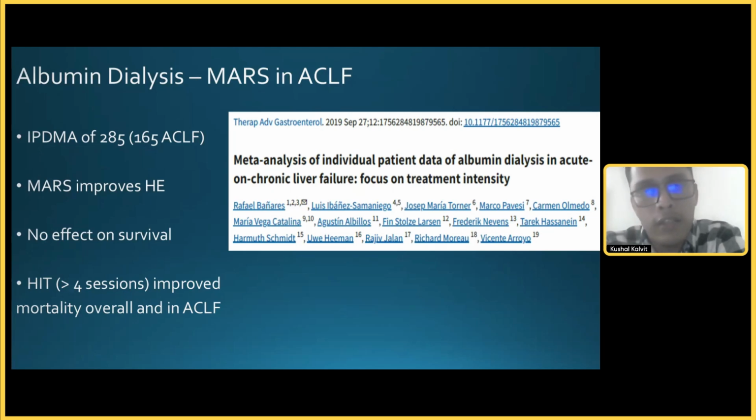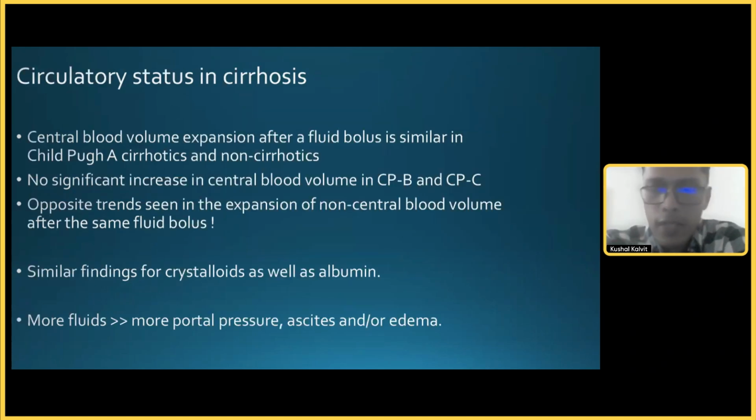And if you are employing MARS in your setup, if you're going for albumin dialysis in your patients, I would suggest, based on this data, to go for at least 5 sessions if you want to see any change in mortality. Otherwise, yes, hepatic encephalopathy and the biochemical parameters would improve even with the lower intensity therapy. That was about albumin in cirrhosis.